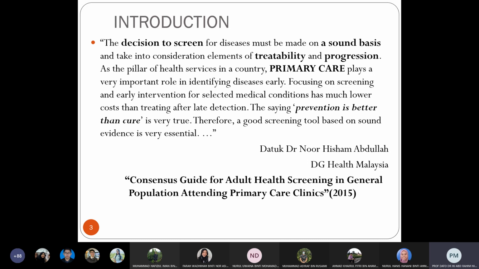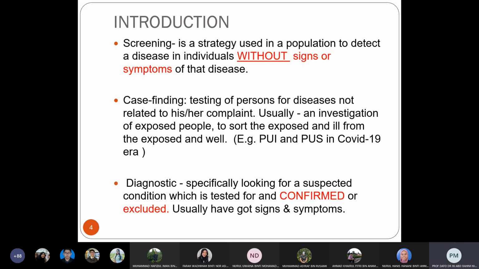So this is in one document, consensus guide for adult health screening in general population attending primary healthcare. Okay, so as I said earlier, screening is to detect a disease in individual without sign or symptom, asymptomatic at all. If he got a high BP, he or she didn't have even a headache, nothing. There are people like that. They have no vertigo, they have no headache, and yet they have got a high BP.